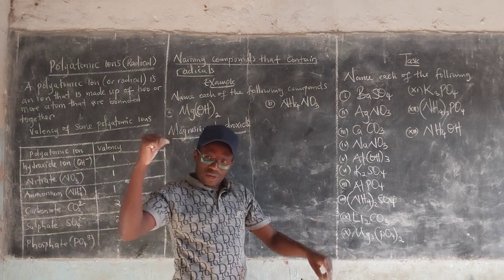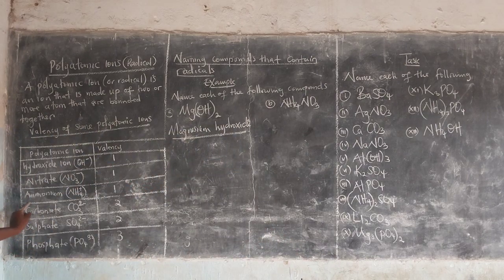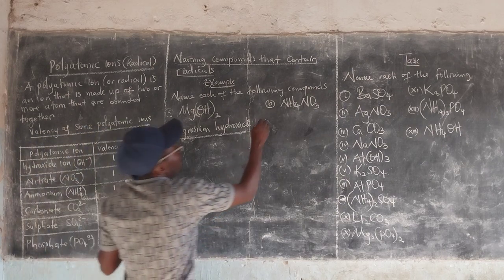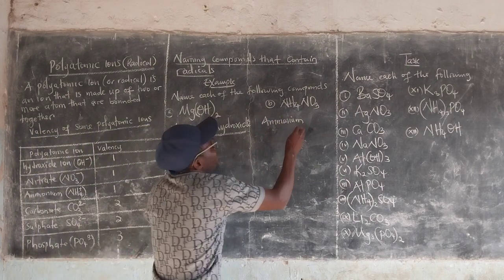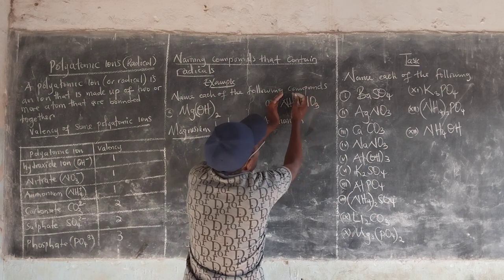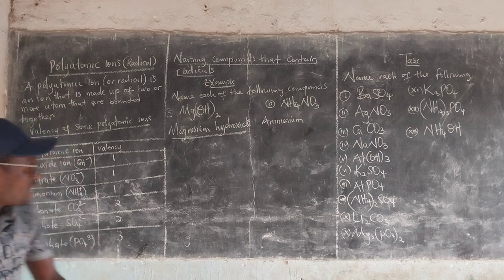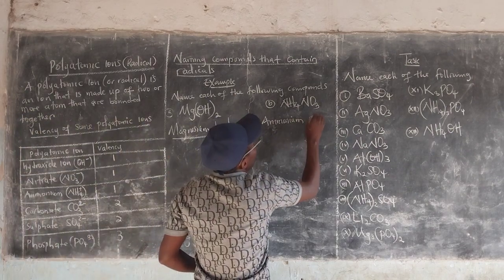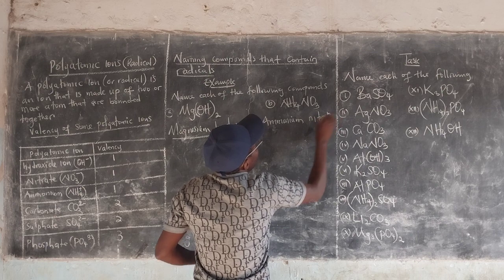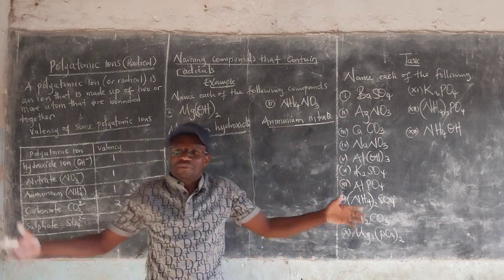Then nitrogen. NH4 is a radical. NH4 is ammonium. So we come to ammonium. Again, NO3. What is the name of NO3? NO3 is nitrate. So that means the name of this is ammonium nitrate. As simple as that.